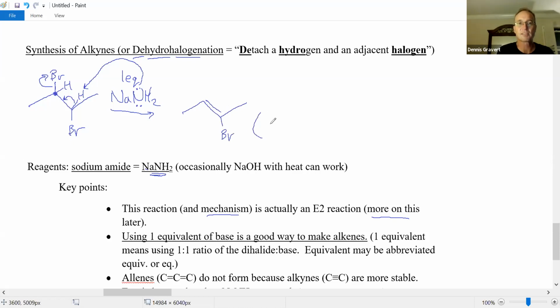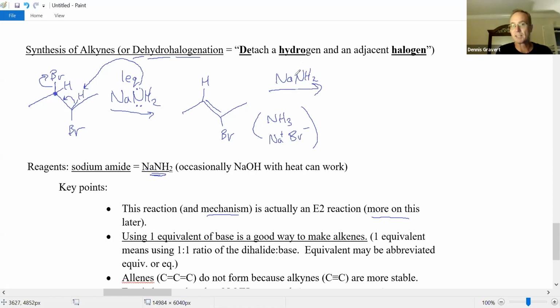And your byproducts are, well, NH2 grabbed an H, so you have ammonia, NH3. This bromine left as Br-. Where's the sodium? Spectator ions, just following the charge. There we go. Ammonia and sodium bromide are the waste products. You get an alkene if you use one equivalent. You still have a hydrogen here though, so you can treat it one more time.